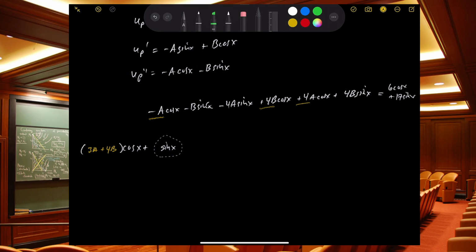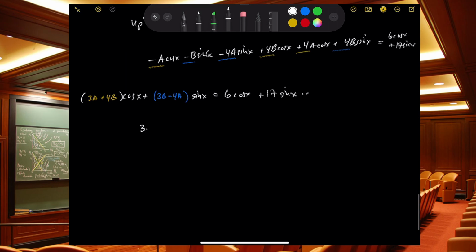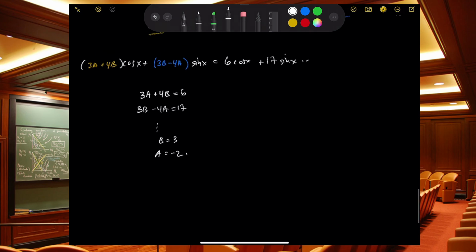And then for sine, we've got negative b plus 4a plus 4b. So that's 3b minus 4a. And we want all this to equal 6 cos x plus 17 sine x. So from here, you've got a system of equations: 3a plus 4b must equal 6, and 3b minus 4a must equal 17 for the coefficients to work out. This ends up where b equals 3 and a equals negative 2. So therefore our u sub p is negative 2 cos x plus 3 sine x.